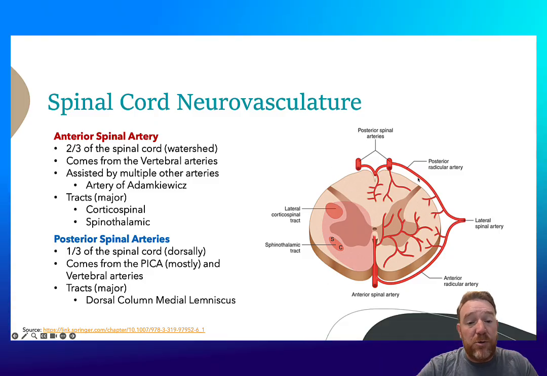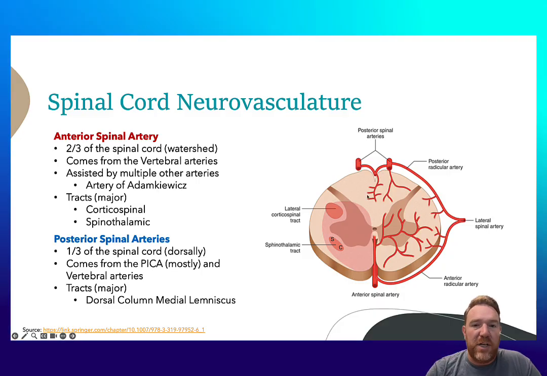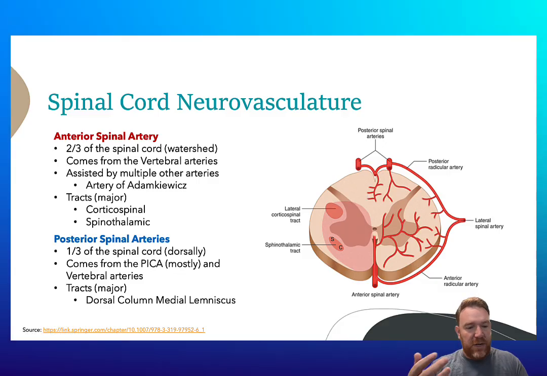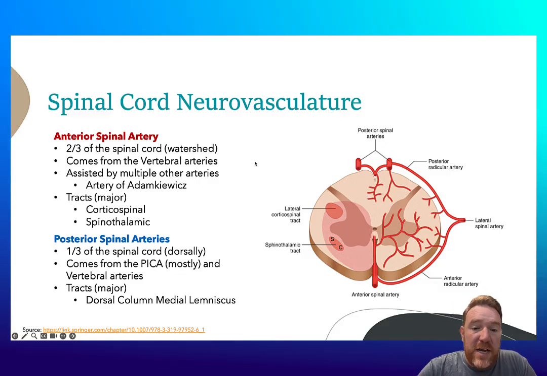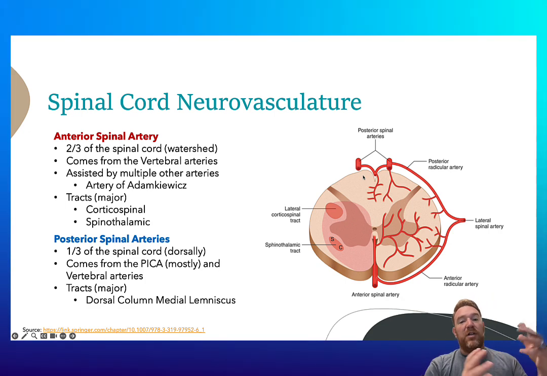Now, our vibratory and light touch are fine because back here we have two posterior spinal arteries. All right. Now, a lot of this comes from PICA, but several can come from different arteries all the way down. Its major tract is the DCML, the dorsal column medial lemniscus, and that's going to do vibration and sensory. So if we have a problem with one of these, we might have a unilateral issue with light touch and vibration.